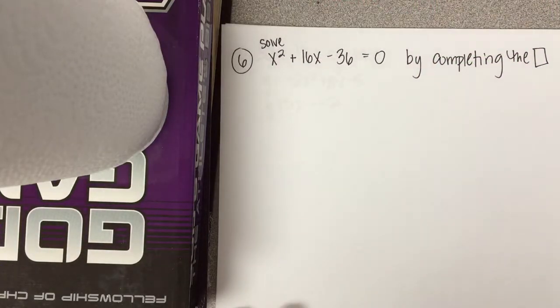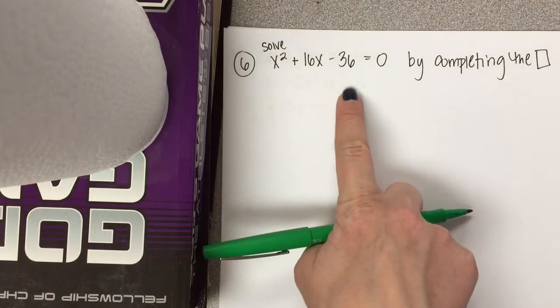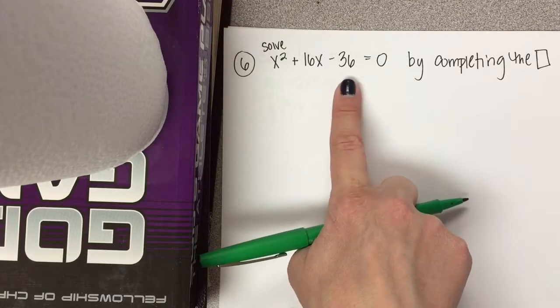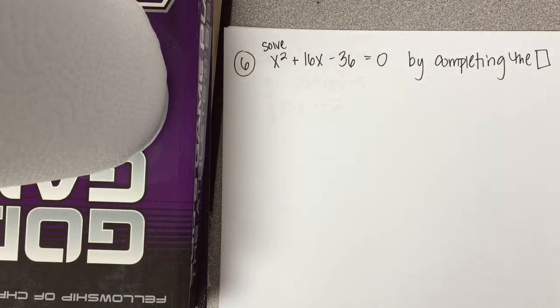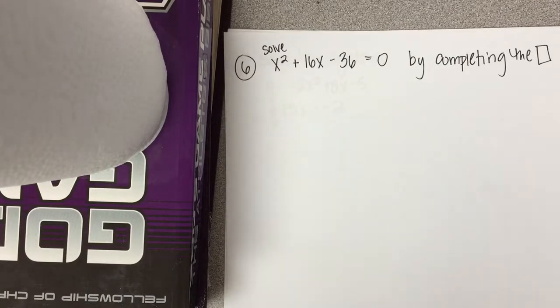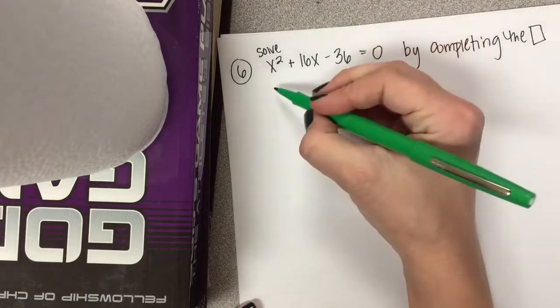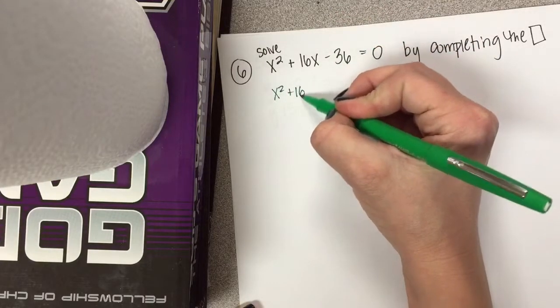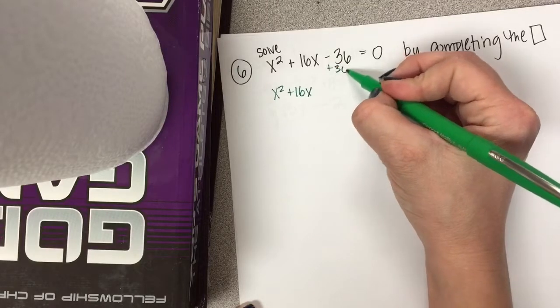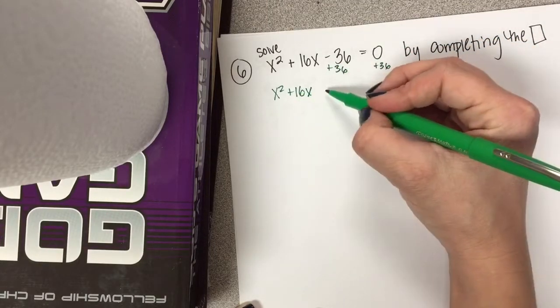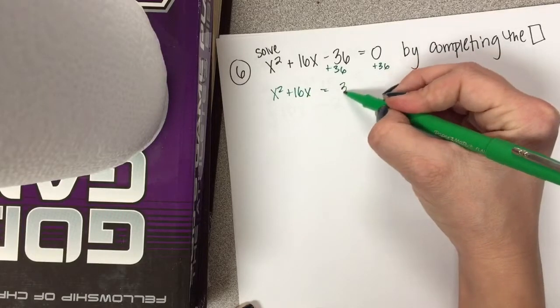Okay, next up is completing the square. This might trick you a little bit because this looks like a perfect square, but because it's a negative, this would be like plus negative 36. It's not perfect because there's nothing that we can multiply together times itself that's going to give us negative 36. So the first step is to add 36 to both sides. So now I have x squared plus 16x equals 36.